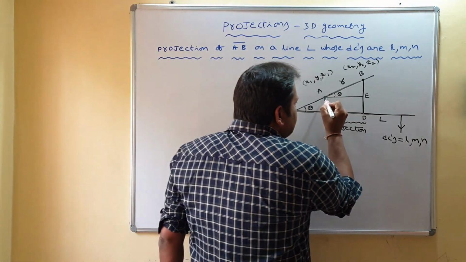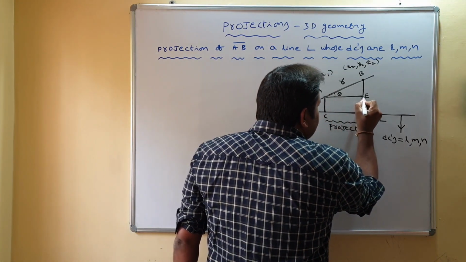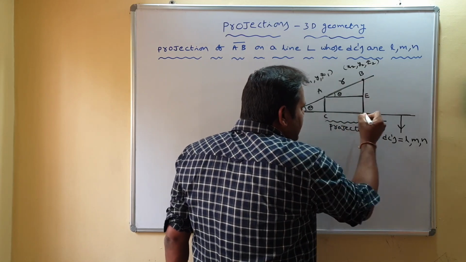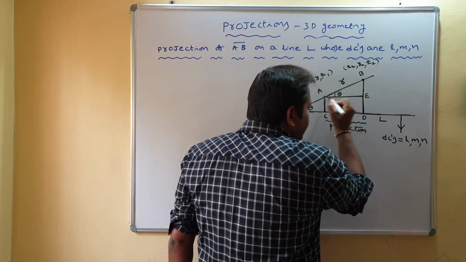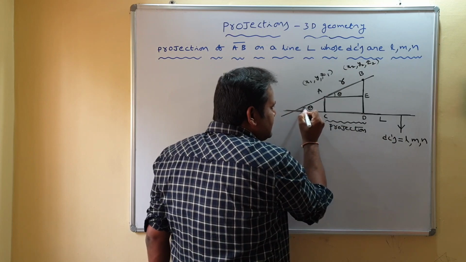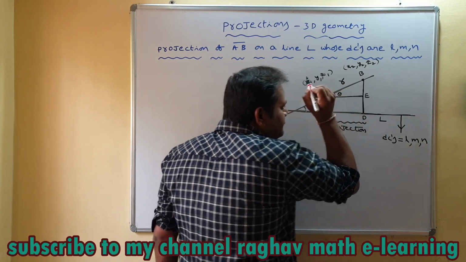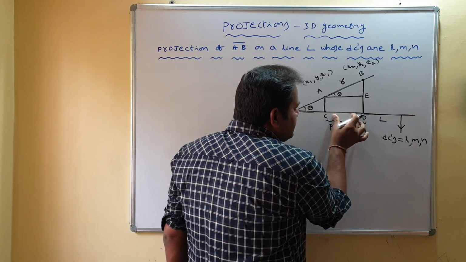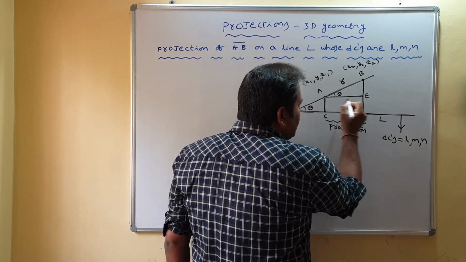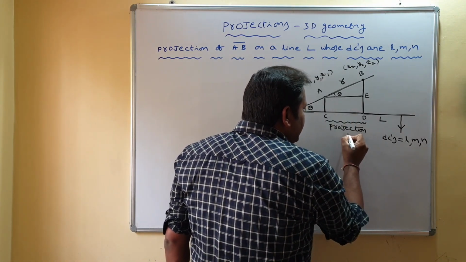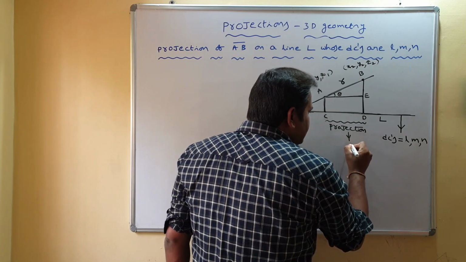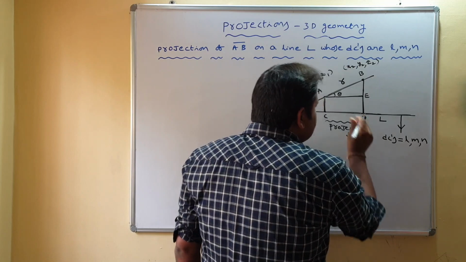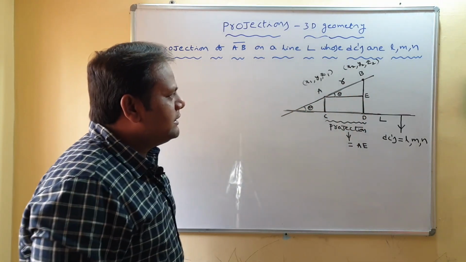Here I have taken one perpendicular from A to the line BD, that is AE. So this angle is theta, and it is also theta here. Now we have to find CD. That CD is equal to AE. So we have to find the projection CD, which is also equal to AE. So our target is that AE.